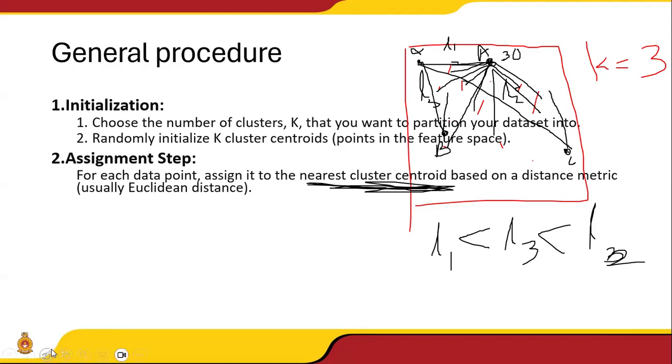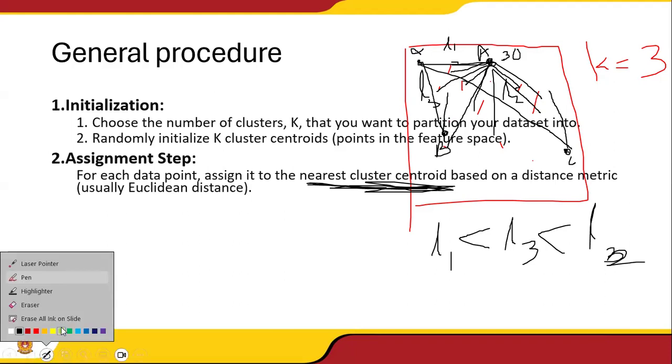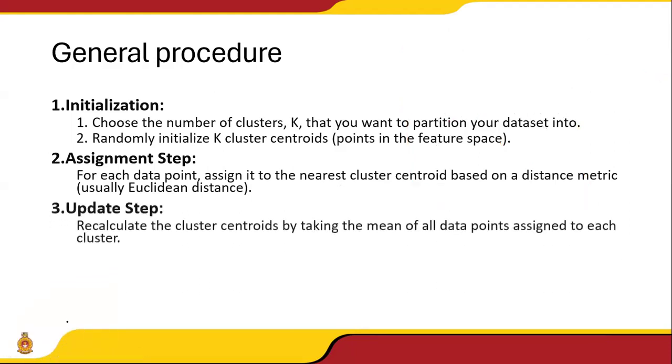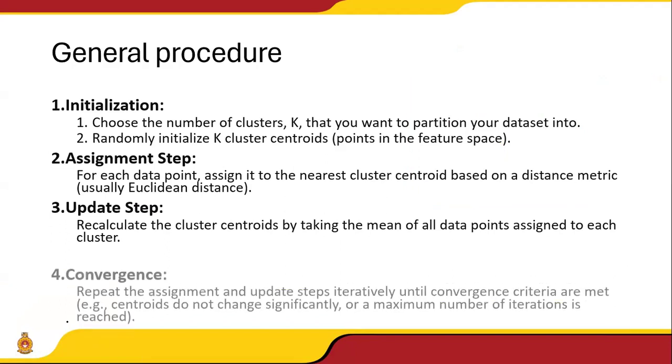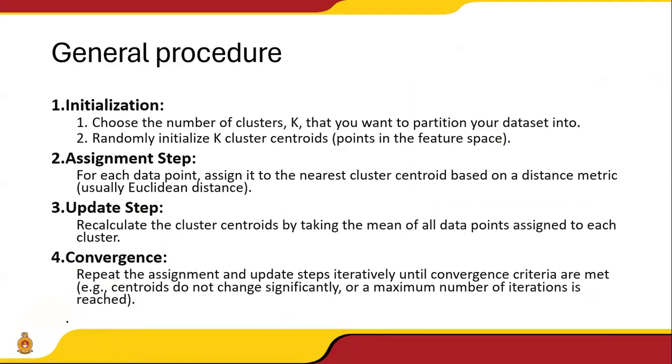Now we'll go a bit ahead and see what happens next. The update step: we have to recalculate the centroids by taking the mean of all the data points assigned to each cluster. By calculating, we have a mean value for each of these. Repeat the assignment and update steps iteratively until the convergence criteria are met. That means, for example, the centroids do not change significantly or the maximum number of iterations is reached.